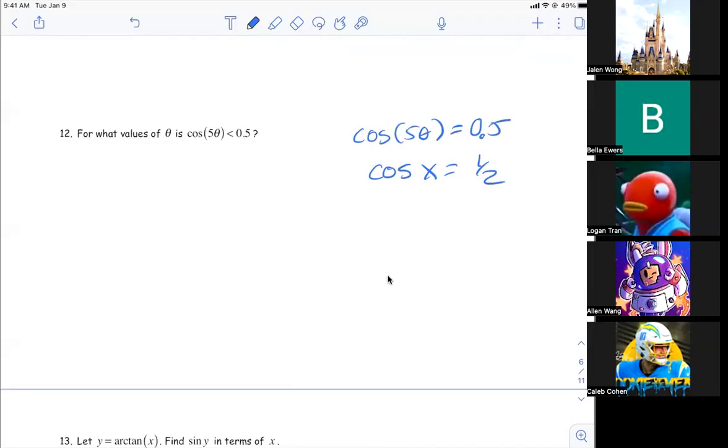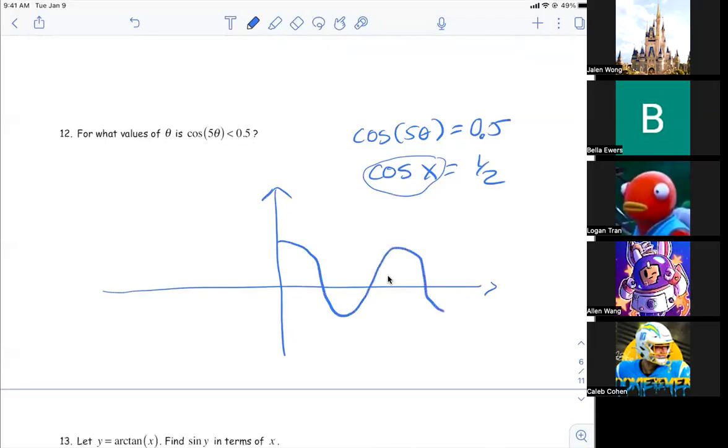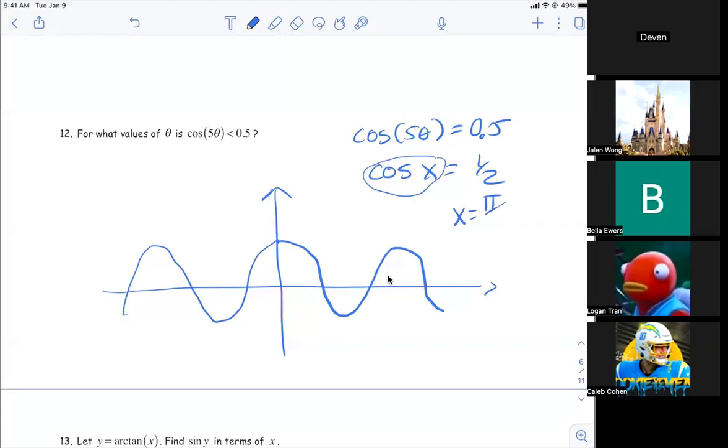So I would do that here. And for me, the easiest way to think about this, especially because it was an inequality, was to think about the graph of cosine of x. So cosine of x looks like this. And where does cosine equal a half? It equals a half at pi over 3, and then in quadrant 4 at 5 pi over 3, and so on.